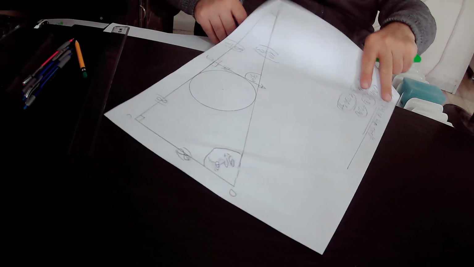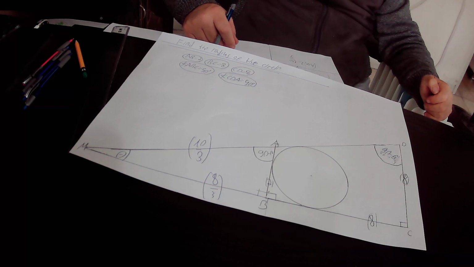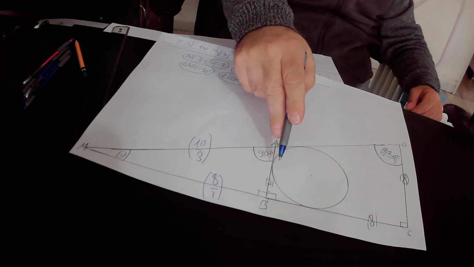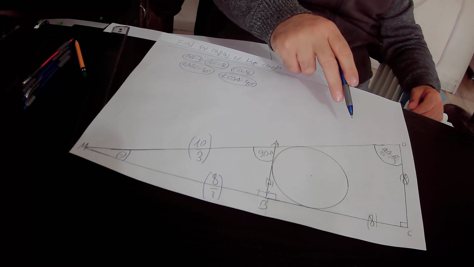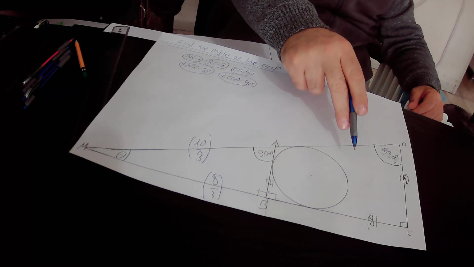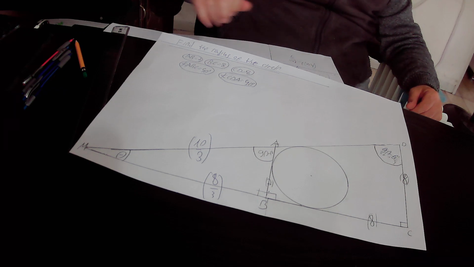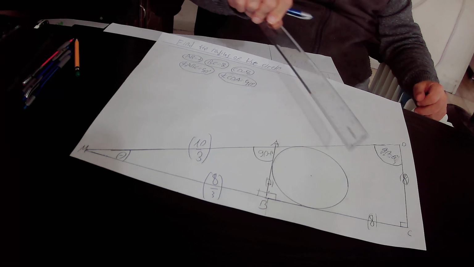In the next step, we'll do another construction. That is to say, we'll draw a perpendicular on side BC in such a way that the perpendicular will also be tangent to the circle. Okay? It is absolutely possible to do it.